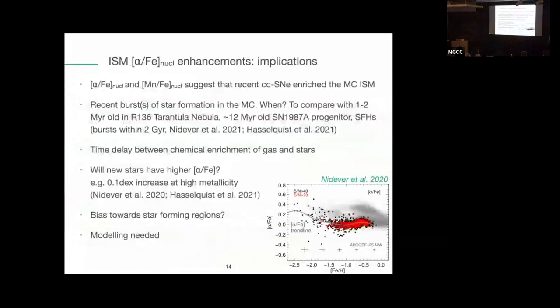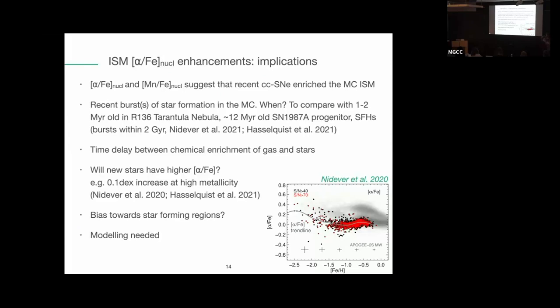The alpha element enhancement and manganese underabundance point to a contribution of core collapse supernovae to the interstellar medium. So this could be the result of a recent burst of star formation, or bursts. When, I don't know, but we could compare to the young ages that have been observed, like in the Tarantula Nebula, for example, or the progenitor of supernova 87A, or the results from the star formation history that we heard, for example, from David this morning.